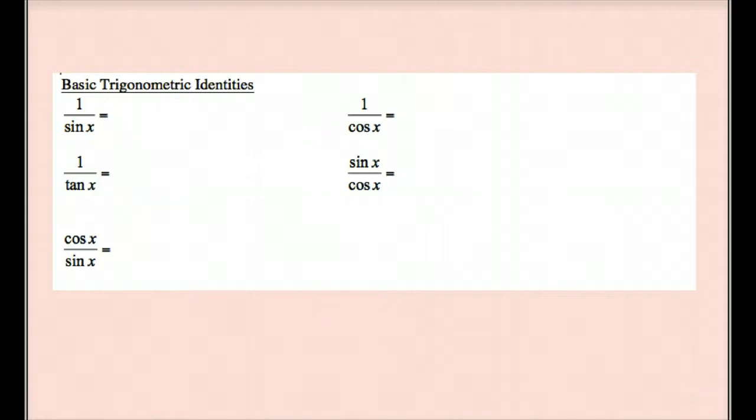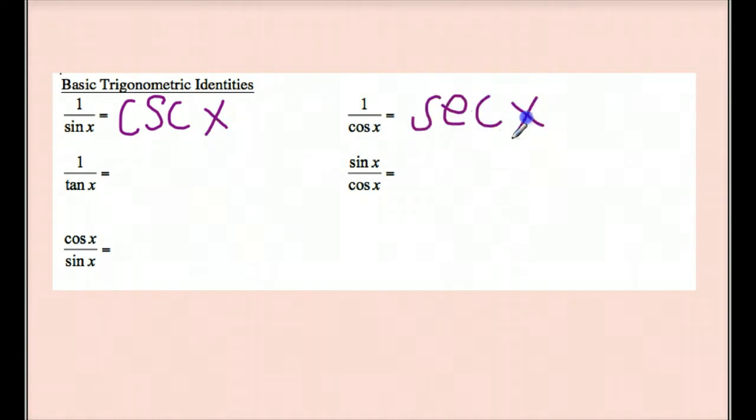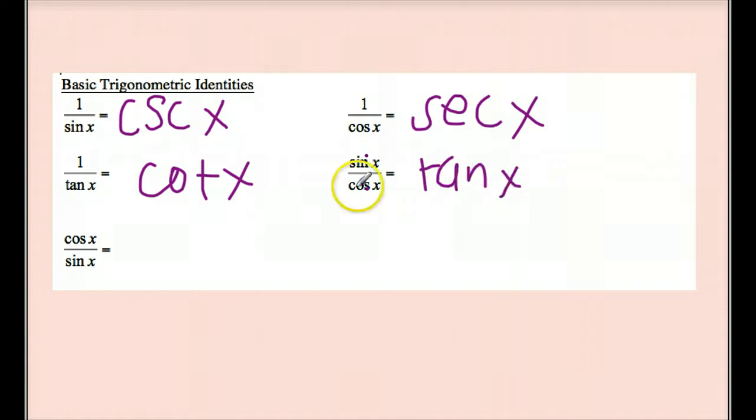1 over sine can be rewritten as cosecant of x, whereas 1 over cosine can be rewritten as secant of x. And 1 over tangent is our cotangent of x. And anytime I have sine over cosine, I can always rewrite this as tangent of x. And the reciprocal of that is the same as cotangent of x. So these are some identities you want to keep in mind when we're doing some of these trig integrals.